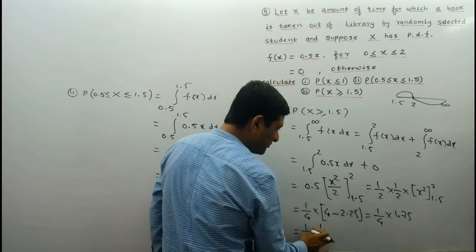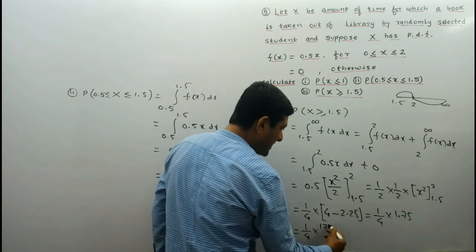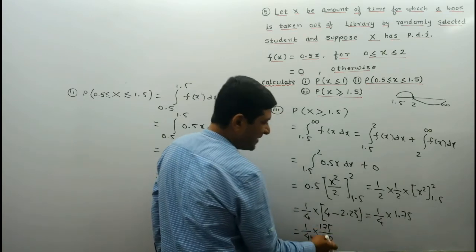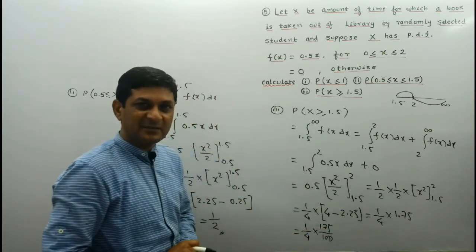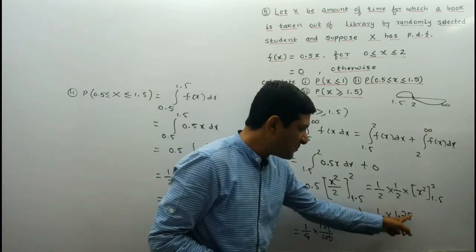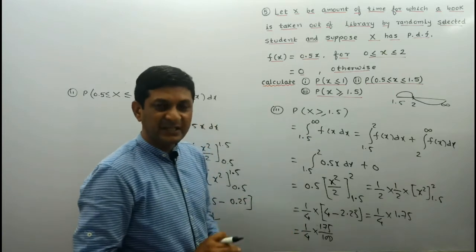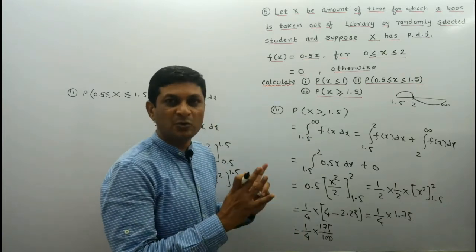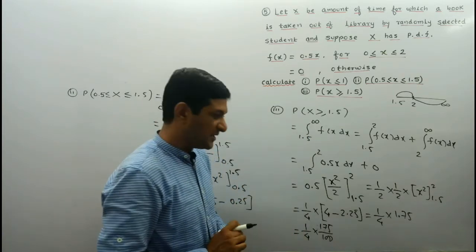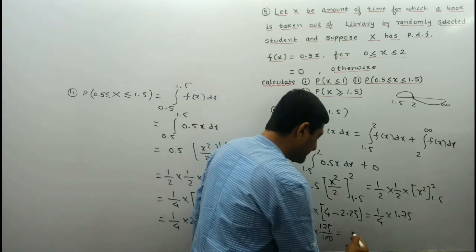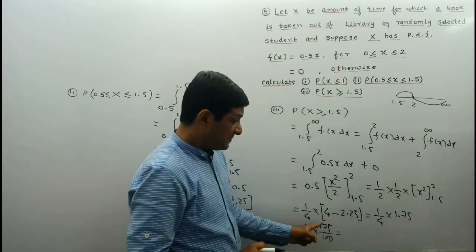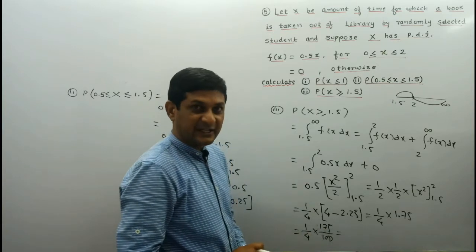Can I write it as 175 divided by 100? Yes. If you are converting it into decimal form, it becomes 1.75. Just for simplicity, I am trying to eliminate the decimal representation here.